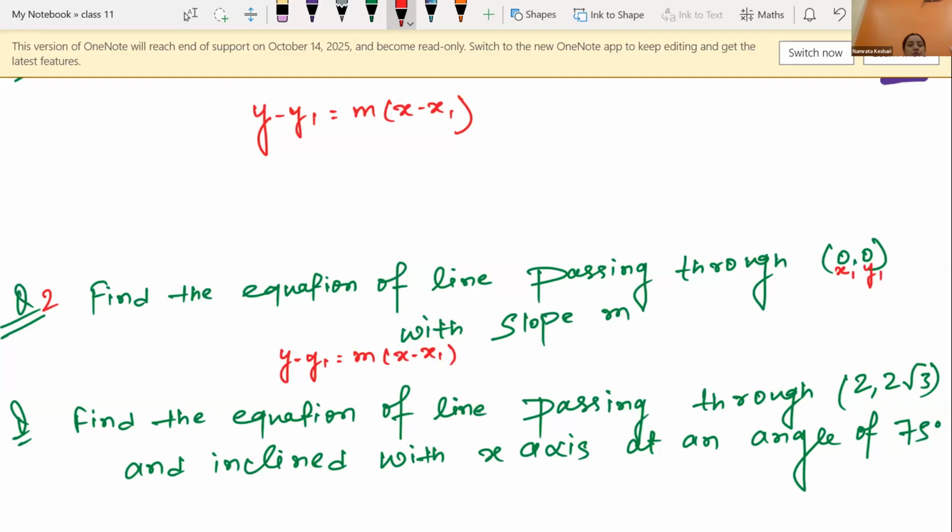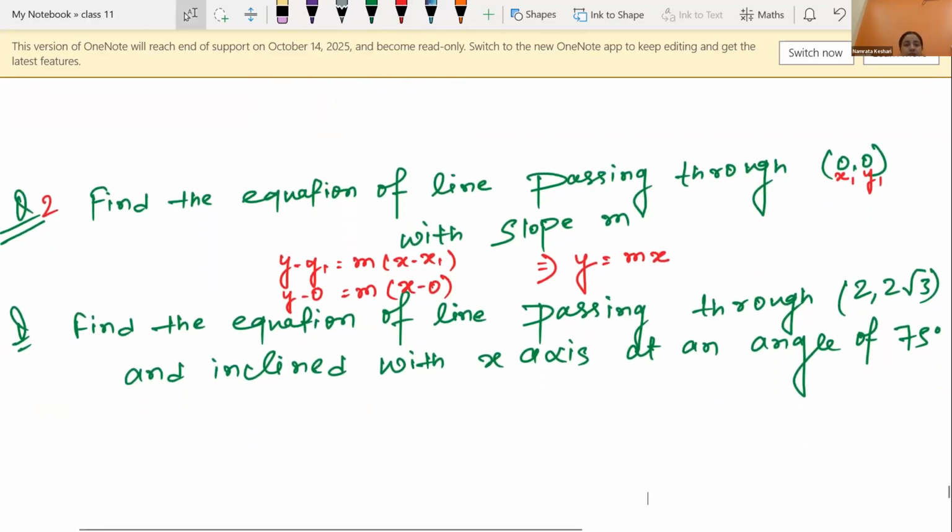Yes, ma'am. So the equation of the line will be y is equal to mx. You can write it as mx minus y is equal to 0 or minus mx plus y is equal to 0. Is it clear?